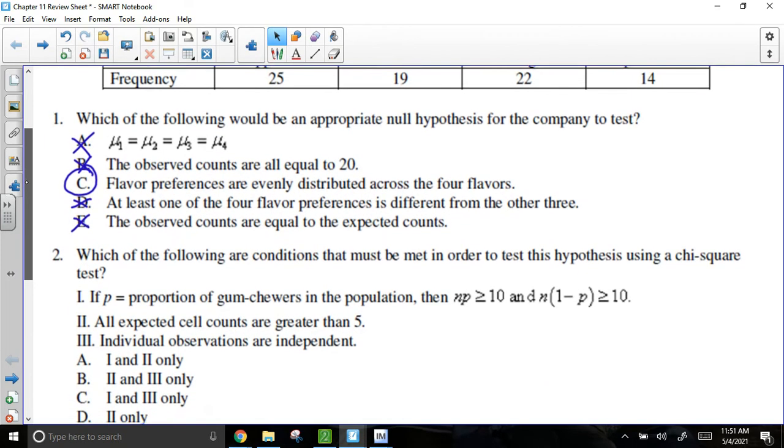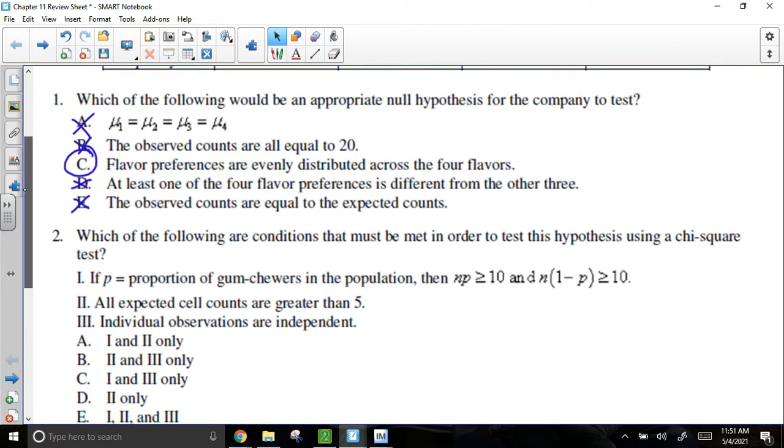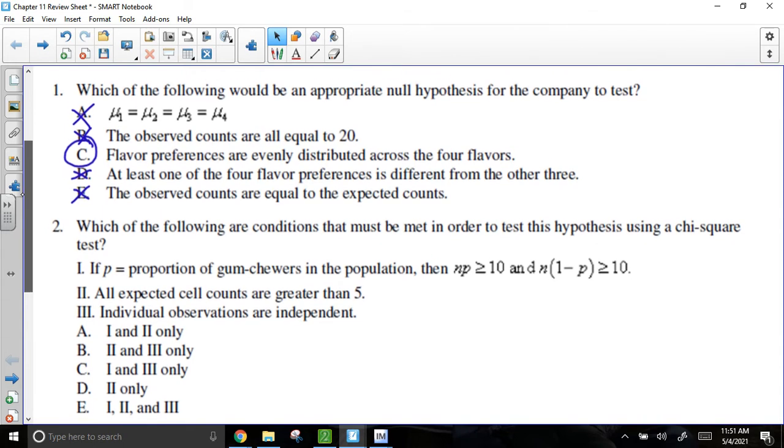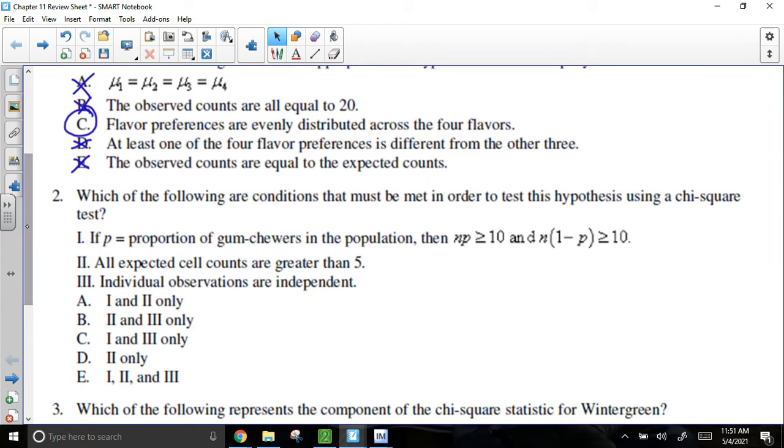Now, number 2 says, which of the following are conditions that must be met in order to test this hypothesis using a chi-squared test? Think about the plan step. What is it that we need to cover? Remember, we need to cover random sample and sometimes the 10% condition if you're randomly selecting. And then really from there, it's just the large sample size condition. So is this part of either of them? If p is the proportion of gum chewers in the population, looking at n times p and n times 1 minus p, that all has to do with proportions in a 1 sample and 2 sample proportion test. That's not for a goodness of fit test.